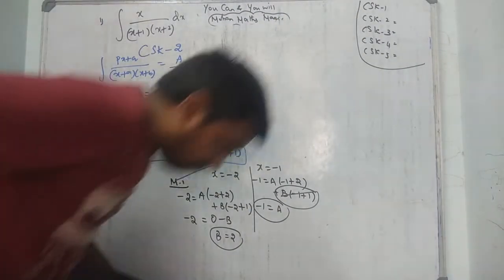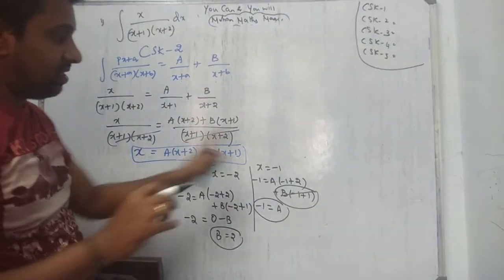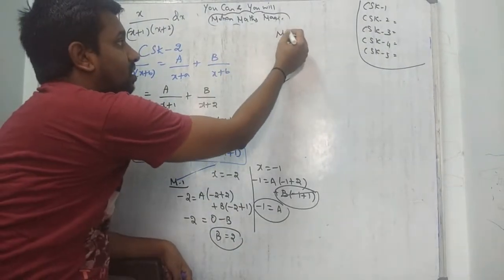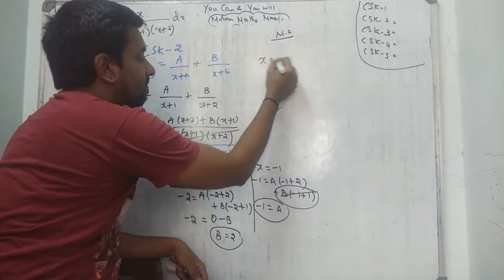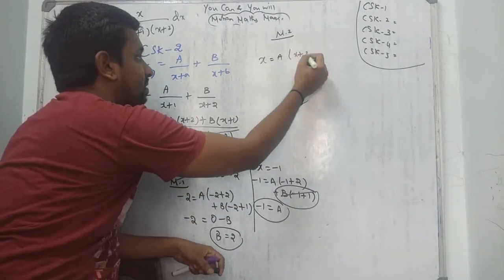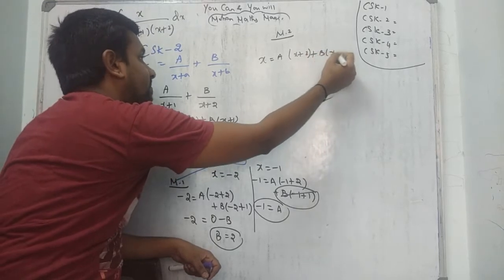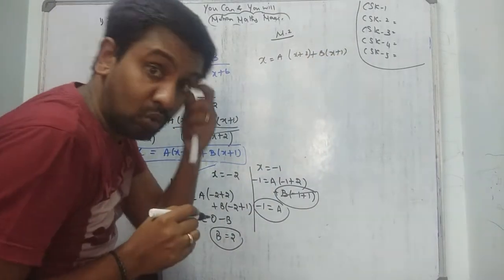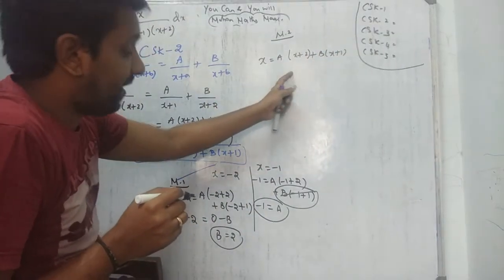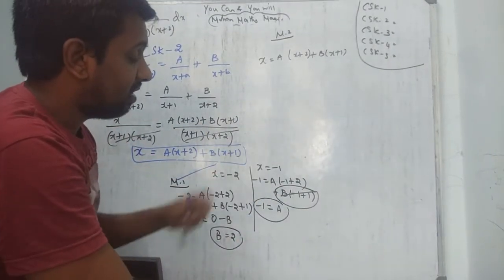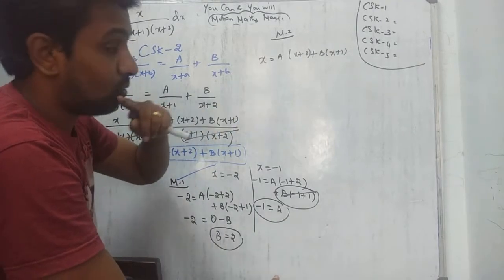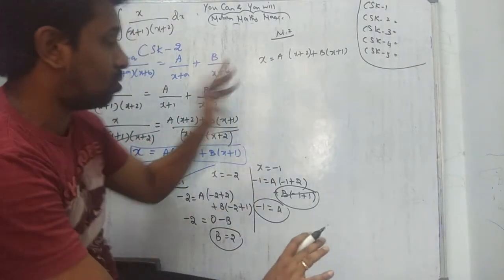Now I move on to method number 2. Those who are not comfortable with this shortcut can go for method number 2 to find A and B. Now I will write x equals A times (x plus 2) plus B times (x plus 1). Why am I teaching method number 2 now? It will be helpful to find C. Suppose in any sum A, B, C is coming, you can use method number 2. So listen to method number 2 also.